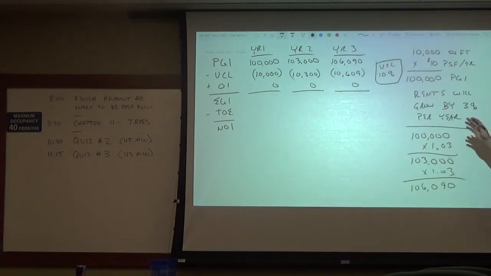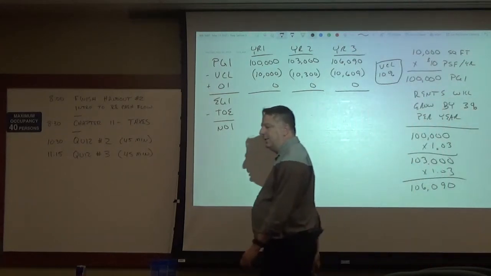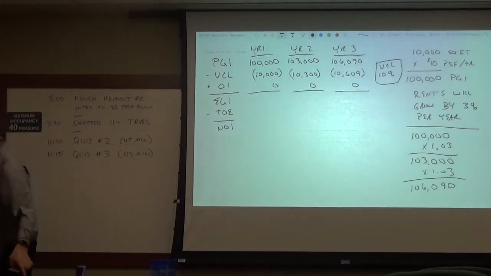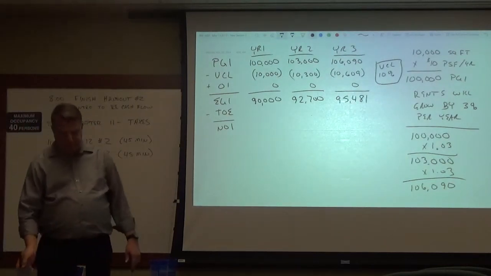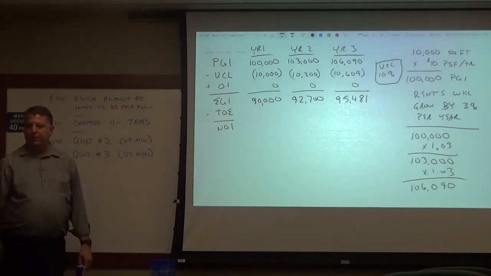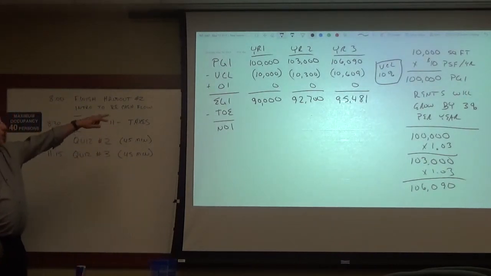All right, so in this particular instance, we're just going to assume there's no other income. All we're going to do is simply subtract out the vacancy and collection losses across the page. So we end up with $90,000 for the first year, $92,700 for the second year, and $95,481 for year 3. Make sense? All we're doing is just subtracting.